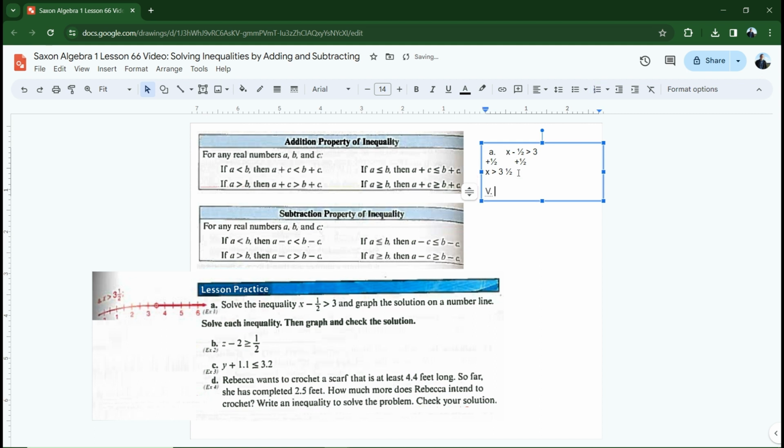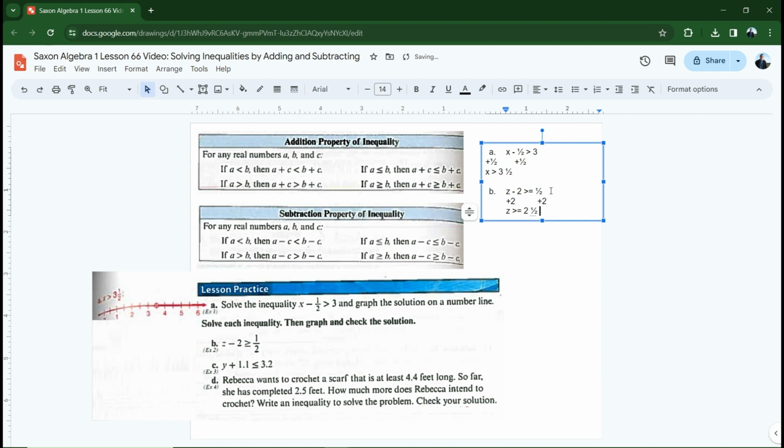Letter B, same sort of thing. We have z minus 2 is greater than or equal to 1/2. Okay. What do I need to do to get z on a side by itself? I need to add 2 to both sides of this equation. Plus 2, plus 2. I find that z has to be greater than or equal to 2 and 1/2.